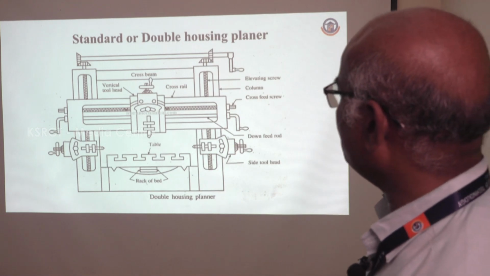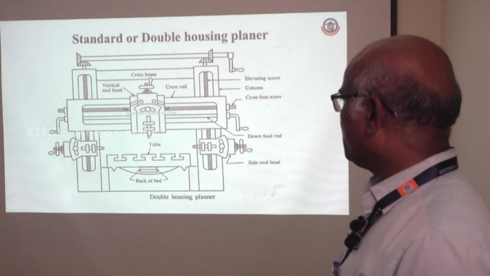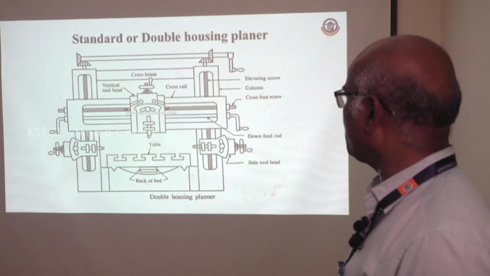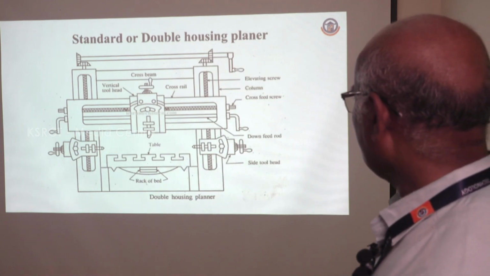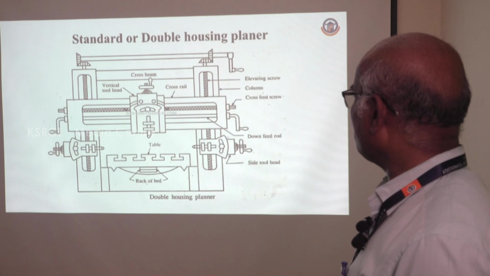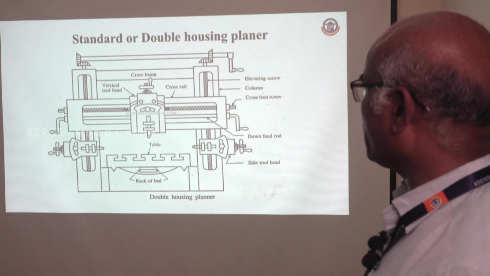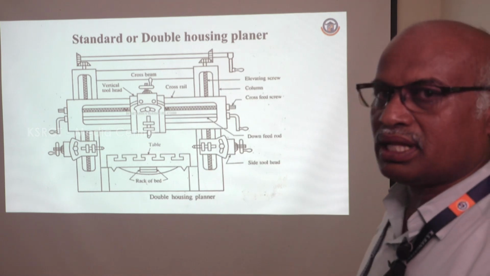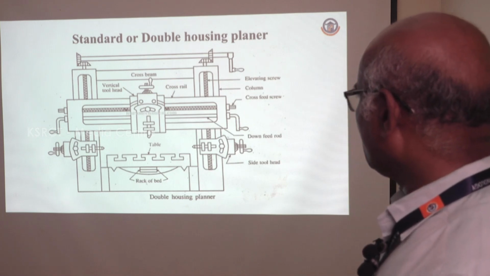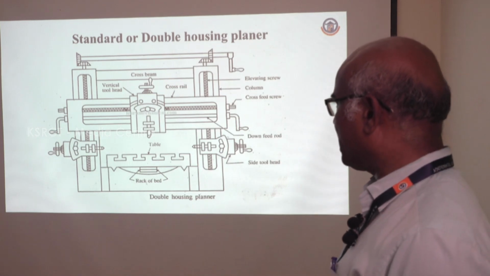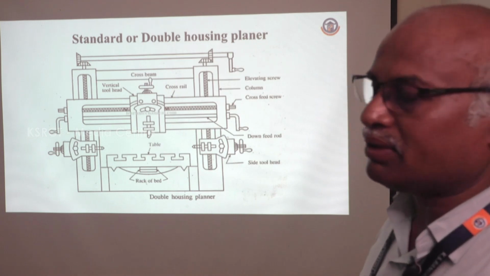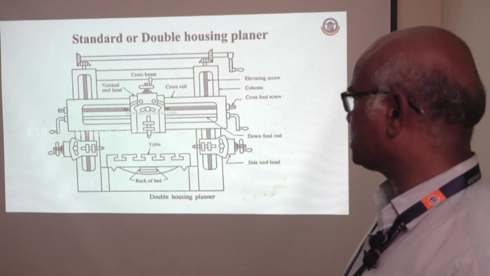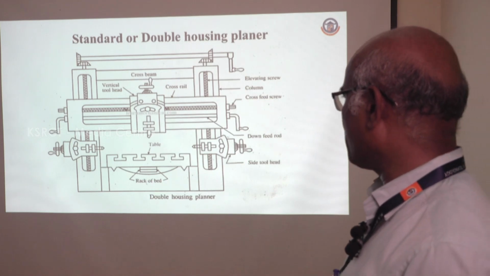Then this is the construction of the double housing planer. It has two supporting columns, and in between, the cross beam supports the columns. The main parts are the base, column, cross rail and tool head. The table has a rack and pinion arrangement on the bottom side. Then the motor rotates through the belt drive. There are types of drives: belt drive, gear drive. Mainly the planing machine uses the belt drive mechanism, that is open and cross belt drive mechanism.